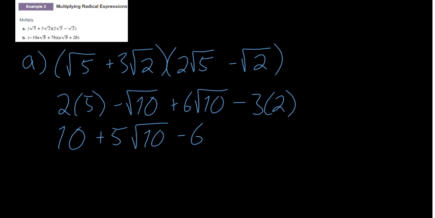Well, then we can do even more combining here. Actually, let's just put it underneath. 10 minus 6, so that's 4. So 4 plus 5 on the square root of 10. And the square root of 10, its factors are 2 and 5, and so we can't break that down anymore. So that would be the solution.